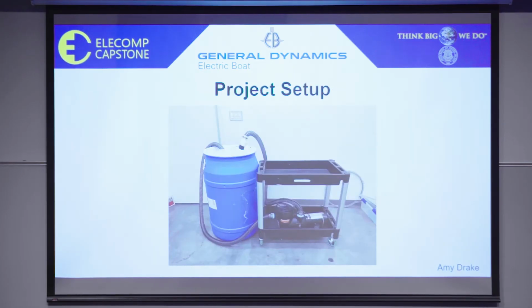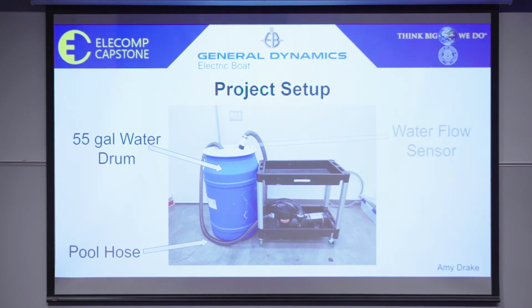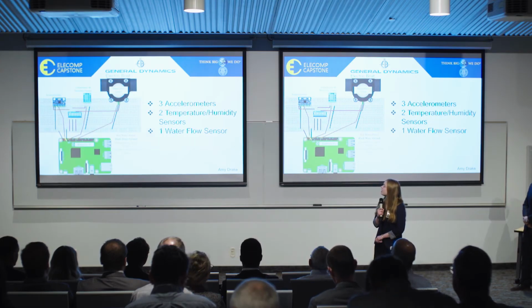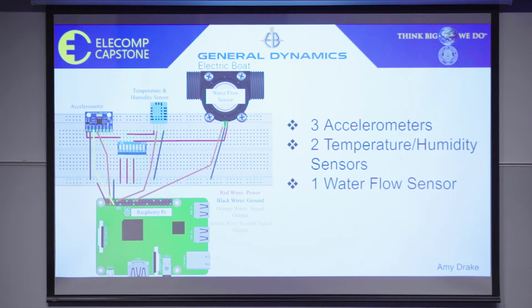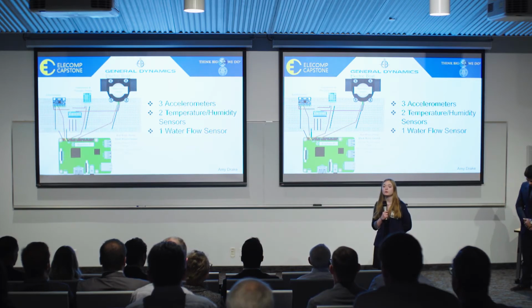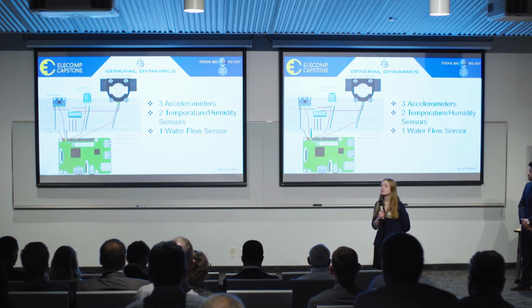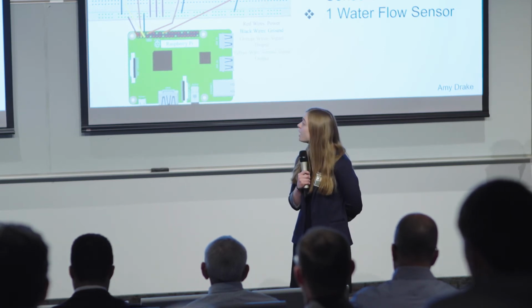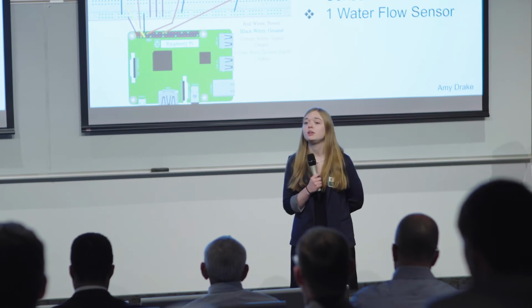So for our project setup, we have a 55-gallon water drum, a pool hose, the water flow sensor, and the water pump. So this shows our whole entire circuit with the accelerometer, the temperature and humidity sensor, and the water flow sensor. For our project, we're going to have 3 accelerometers. There's going to be one on the pump, one on the pool hose, and then one just general for environmental data. We're also going to have 2 temperature and humidity sensors. One will be inside of the pump, and one will be on the outside to compare. And then we're also going to have a water flow sensor that will be connected to the pool hose.